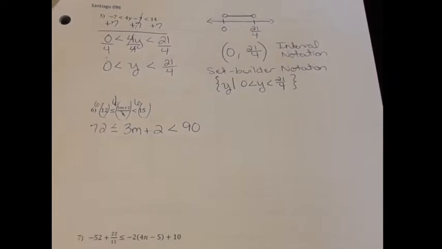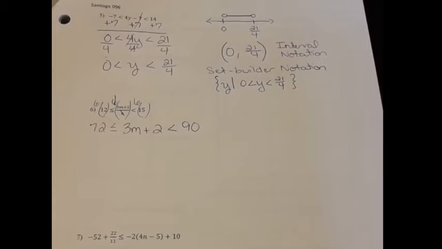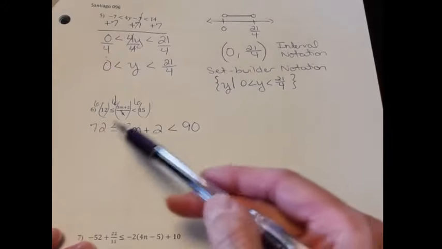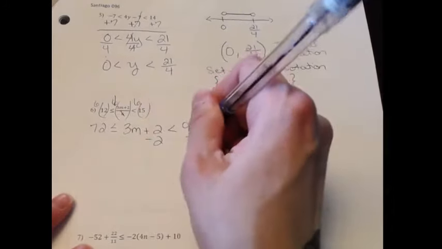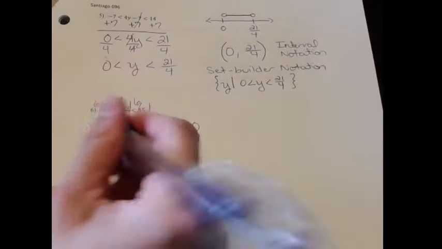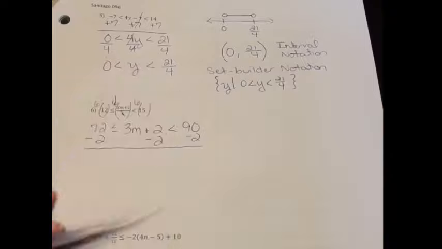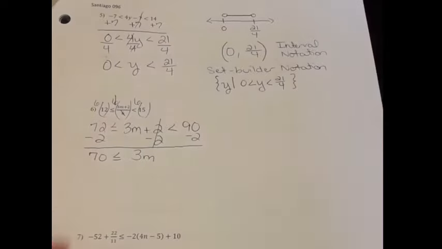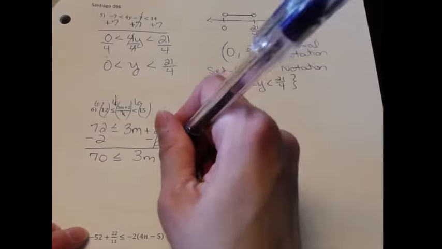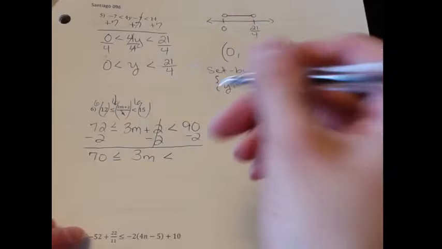Awesome. Now that we've eliminated that fraction, we can go ahead and solve this linear inequality by moving terms around. So for instance, because I want to get 3m initially by itself, I got to get rid of that 2. So I'm going to subtract 2. We're going to bring that to both sides because I am solving 2 inequalities at the same time. 72 minus 2 is simply 70. Bring down the less than or equal to. Bring down the 3m. Notice these 2's are opposites. They eliminate each other. Bring down the less than, and 90 minus 2 is 88.